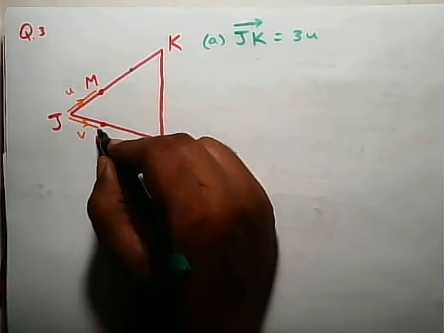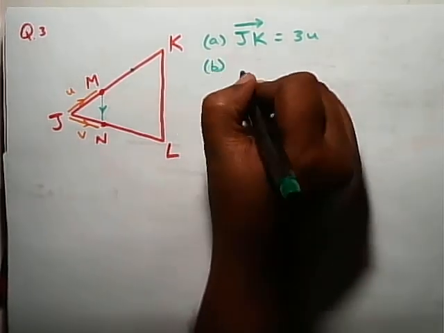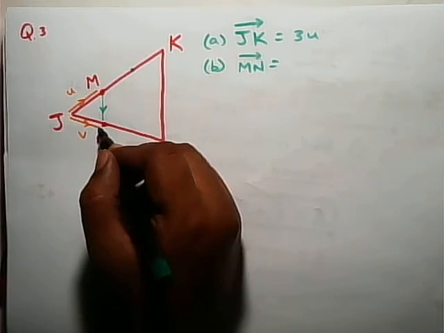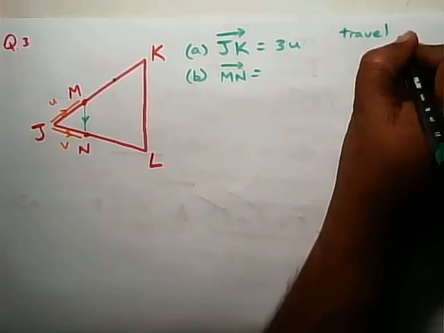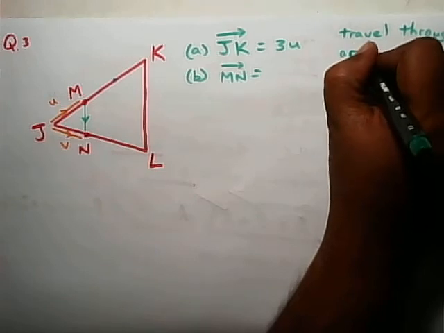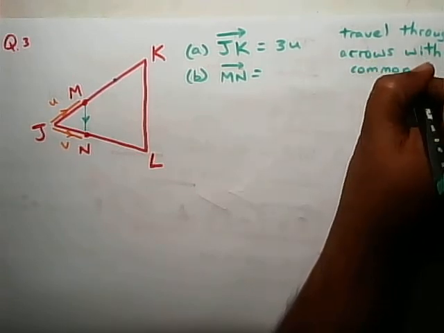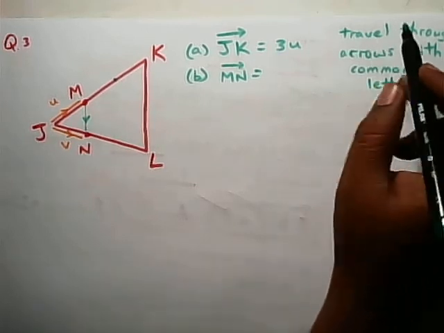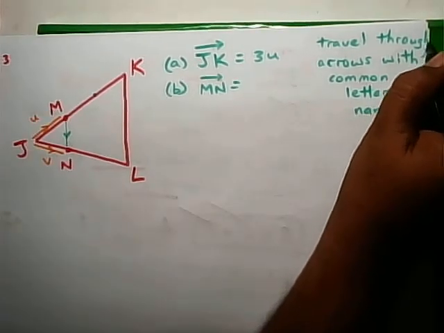Now for M to N, to get from M to N, we will travel through the arrows that already have common letter names. Remember that: travel through arrows with common letter names. Sounds like an adventure. Travel through the arrows with common letter names, and you shall succeed in your quest.